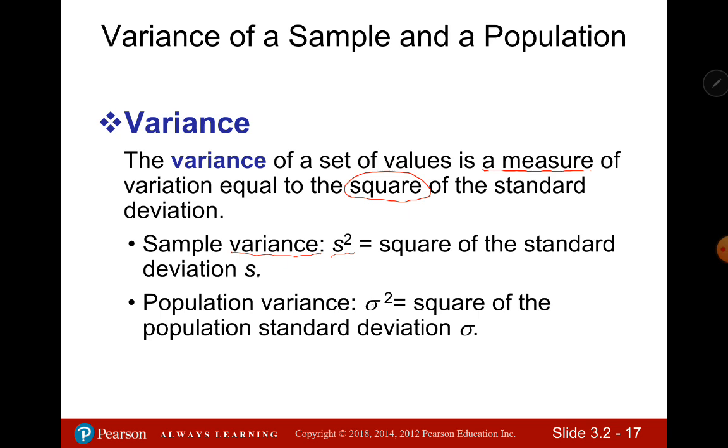Similarly, if sigma is the population standard deviation, then sigma squared will be the population variance. So the relationship is just the same, no matter for sample and for population. Standard deviation is just the square root of variance. Variance is just the squared standard deviation.